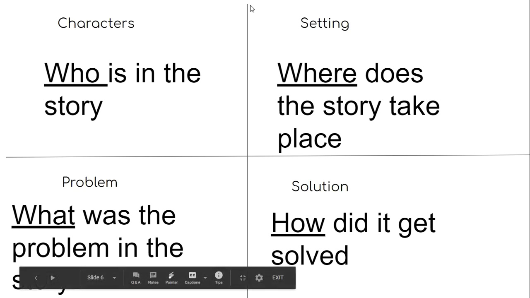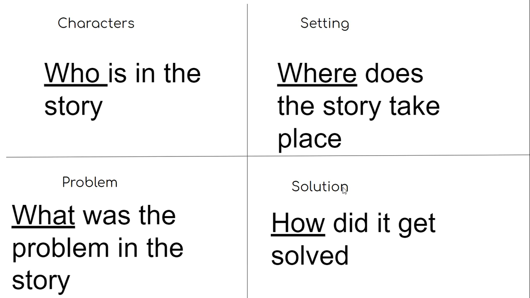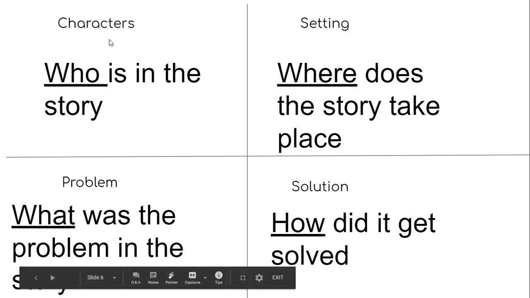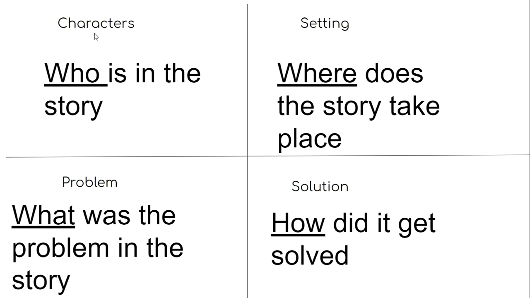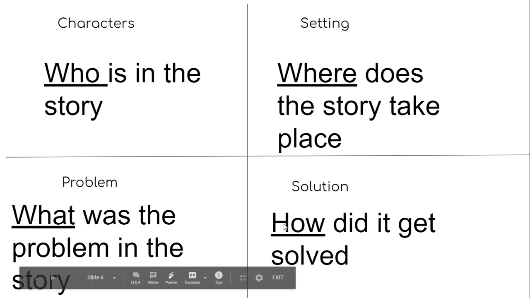So remember, when you're talking about the elements of a story, you're going to make this T chart here, which is really just a big T or a big plus sign. And then one box, the first box, you write characters. The second box, you write setting. In the third box, you'll write the problem. And in the last box, you will write the solution. And that is how you create the elements of a story.